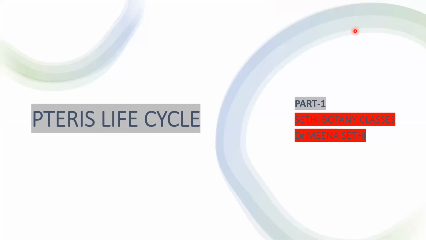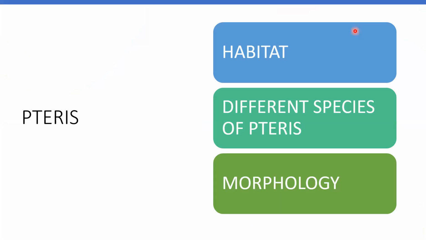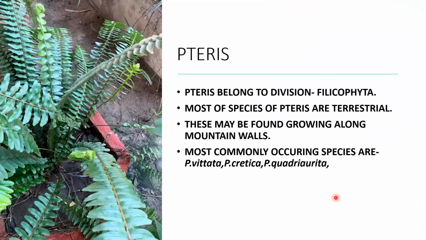In this video, we will study the life cycle of Pteris. Now, there are 4 videos on Pteris, and this is video number 1. In this video, we will discuss the habitat of Pteris, different species of Pteris, and morphology of Pteris. Morphology is the external characters of the Pteris.